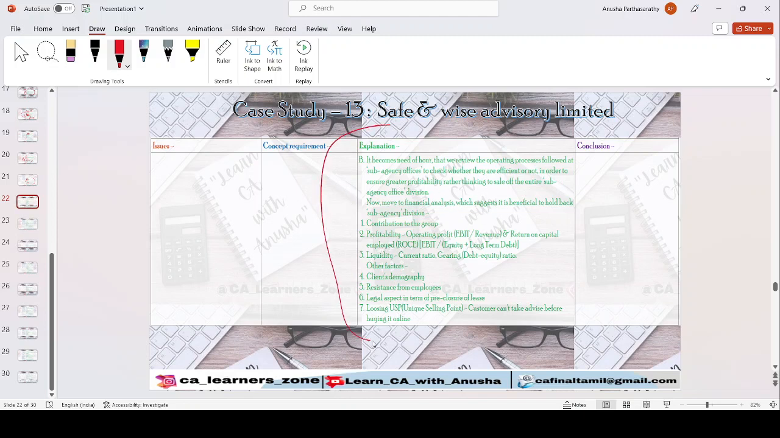This is particular to the case study. Like, I have to keep or not keep the sub agency office, which depends upon the contribution, that depends upon the profitability, that depends upon the liquidity. Other factors could be non-financial factors, which are clients' demography, resistance from the employees, legal aspects, and losing the unique selling point. Because now I give the customers the product directly, but if they go via a sub agency, then there will be less contact, right? I'm not going to have that unique selling point.